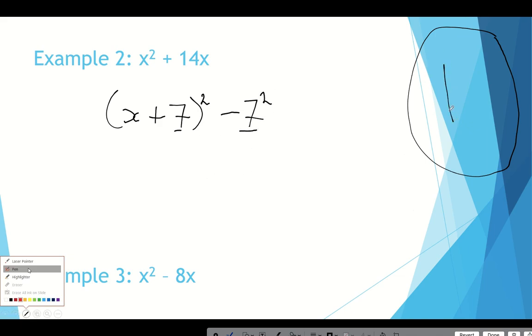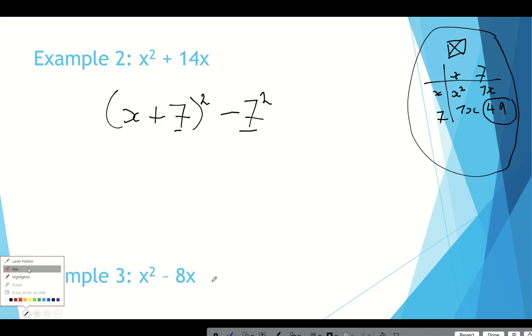And the reason why is if we did expand this out in a grid, we would get x squared, 7x, 7x, and 49. And what we're going to find is if we have this kind of setup, we're always going to end up with the number in the bracket squared as something we don't want. So we need to minus this number squared. So you don't need to do this working out anymore if you understand this method.